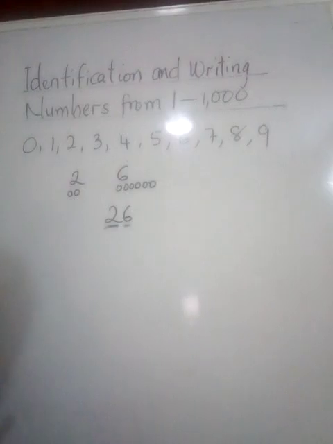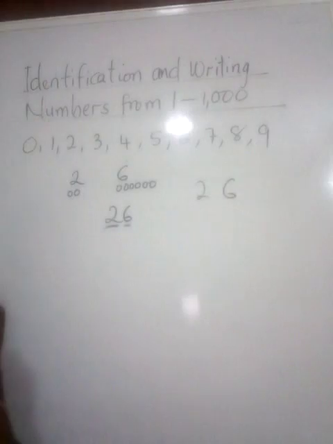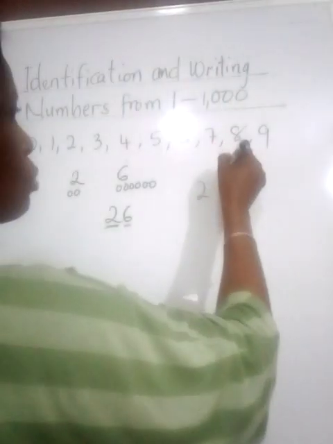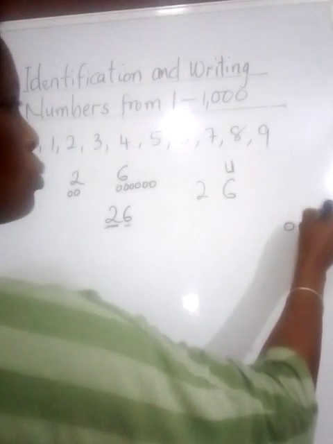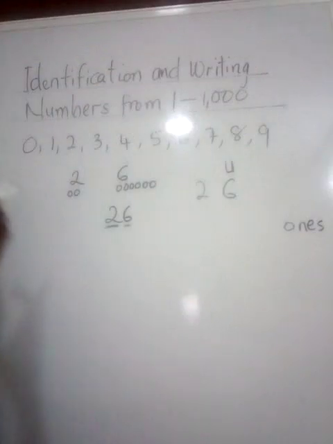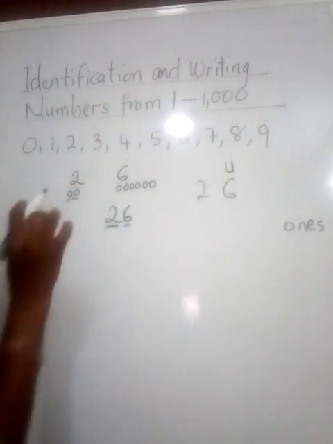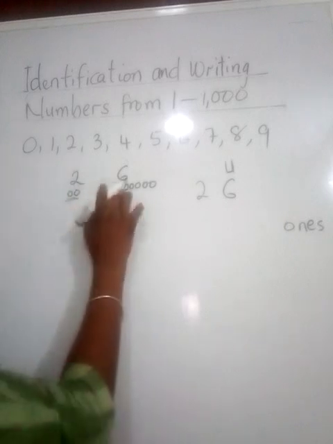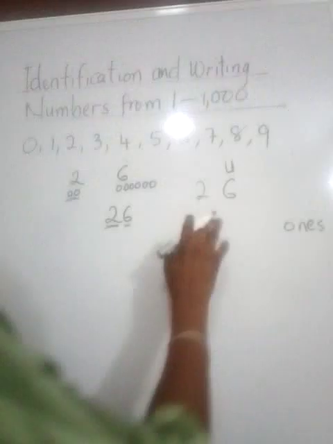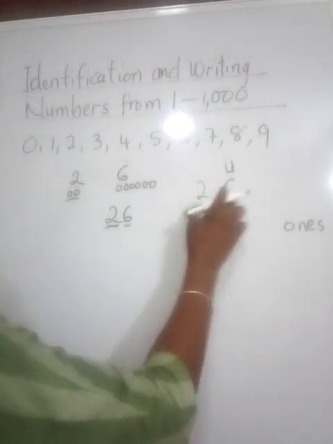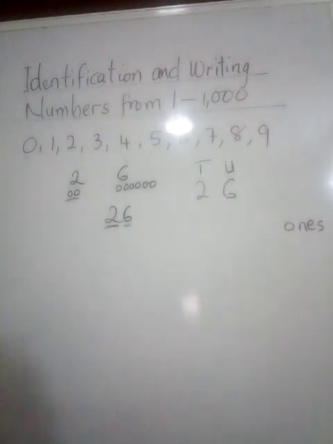Now let's continue with this example, 26. Now we have what we call units. These units are also known as ones. Single value. Like here, this is just 2, 1, 2. And here this is just 6, 1, 2, 3, 4, 5, 6. But now these two digits have combined to form the number 26. So we're going to find out what has changed and what is still the same.